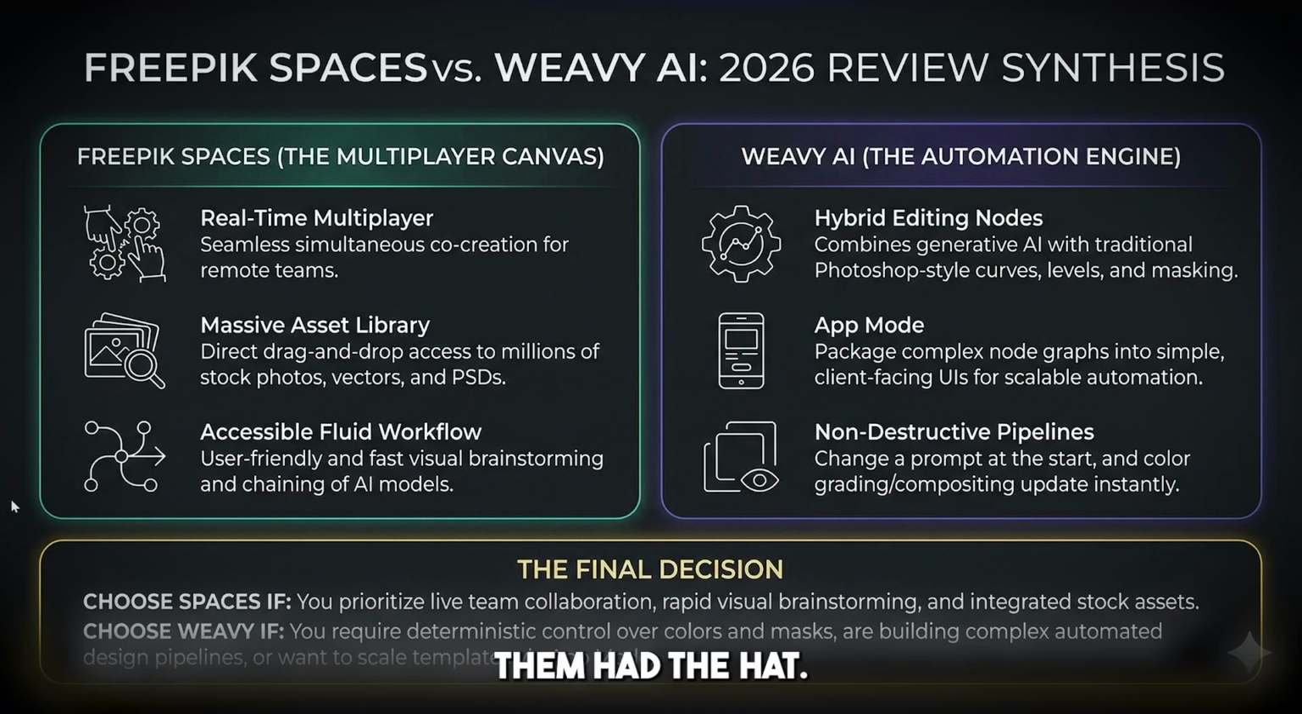So let's put them head to head, okay? If you want granular control, Weavy AI wins, okay? Because they have more traditional editing nodes, which the other tool does not have, basically more like Photoshop. In terms of team workflow, this is a tie, depending on your style. If your team likes to jump on a Zoom call and design together in real time, Freepik is the better option. But if you run a high volume agency where a senior designer builds a template and 10 junior designers just need to execute it, Weavy is better.